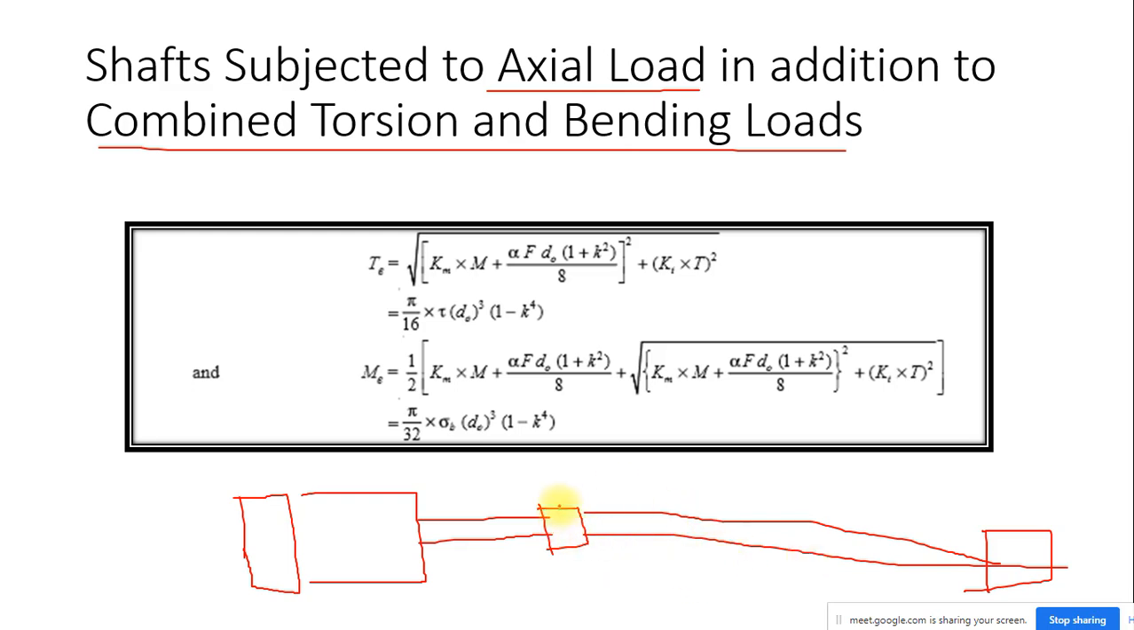So you may know that because of this universal coupling, and where it has been connected to a differential, the shaft rotates, so there will be a twisting moment. Since if the load is very high at this differential, the bending may occur. Now you may understand that it is having a combined twisting moment and a bending moment.